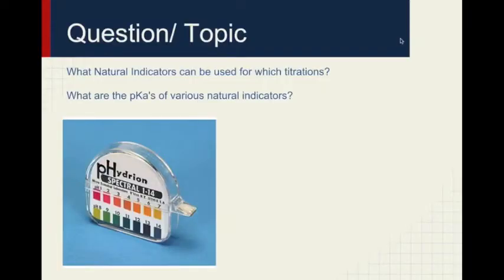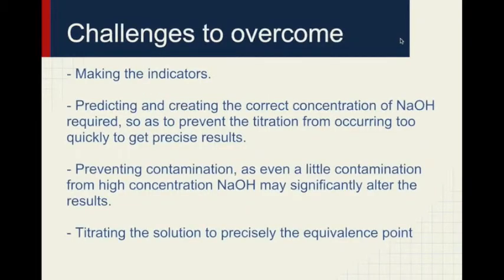First off, the question of our lab was: what natural indicator should be used for which titrations? To answer this question, we used beet solution, blueberry jam, grape juice, turmeric, and geranium petals solution. The second part of this question is: what are the pKas of these various natural indicators? The answer to this question will be shown in the rest of this presentation.